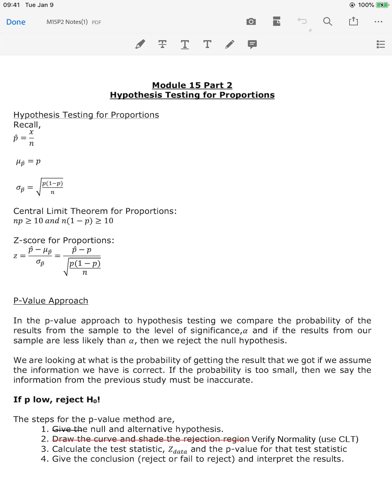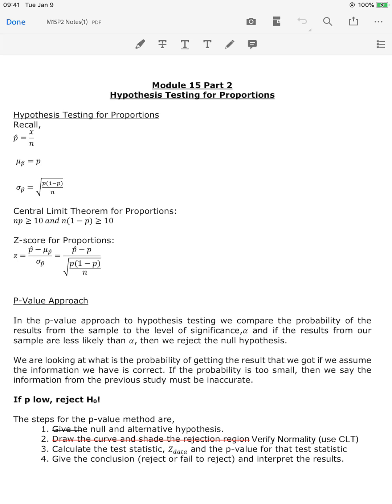The central limit theorem for proportions, which is how we verify that we have a normally distributed distribution, so our symmetric bell curve, is n times p must be greater than or equal to 10, and n times 1 minus p must be greater than or equal to 10. If either of these are not true, then we cannot proceed because we do not have a normally distributed distribution.